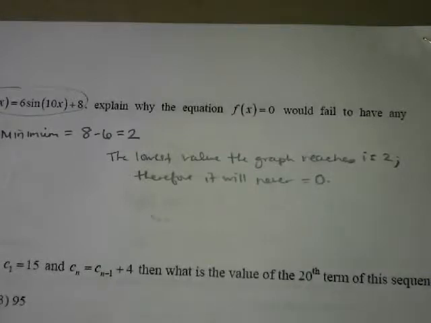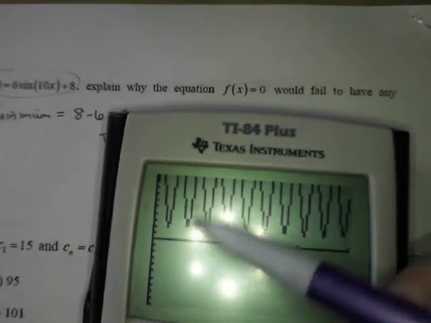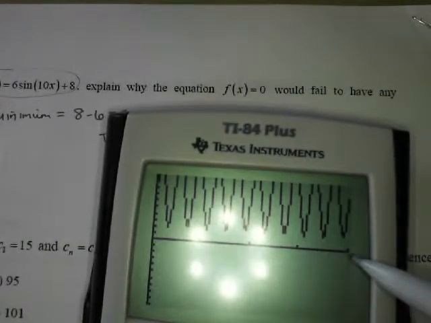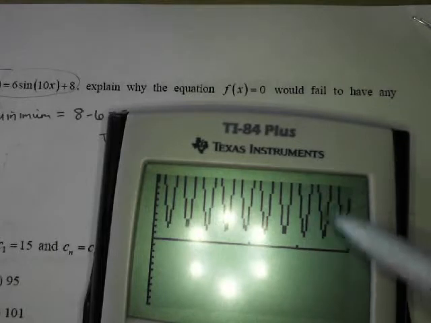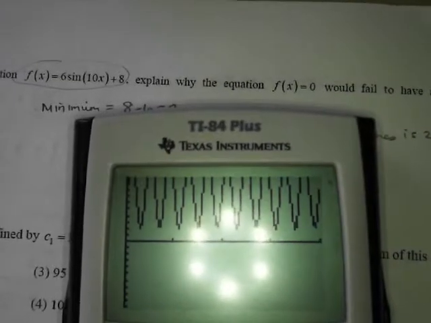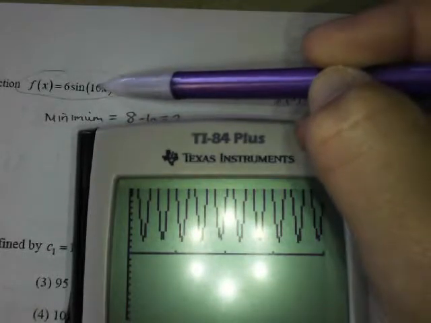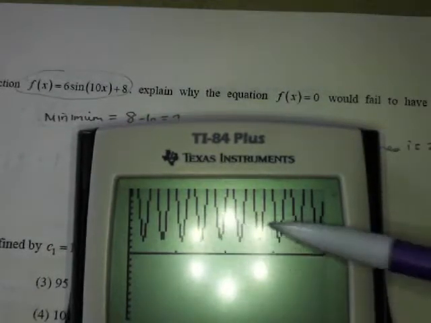Quick question for you on a side note. Why are there so many? I just went from 0 to 2 pi. Why are there so many of these? Right. Your frequency is 10, right? So there should be 10 of those cycles prior to 2 pi, which is correct.